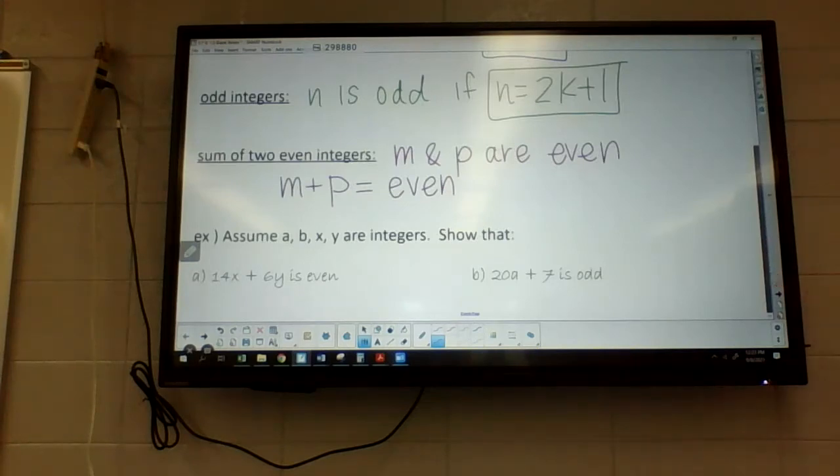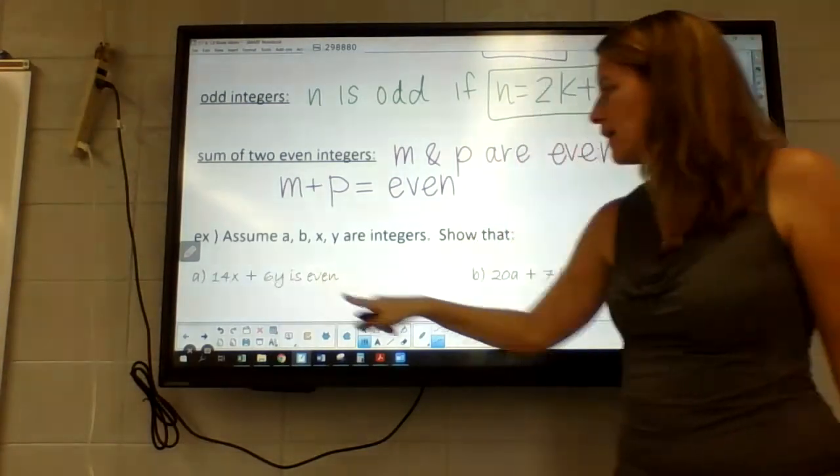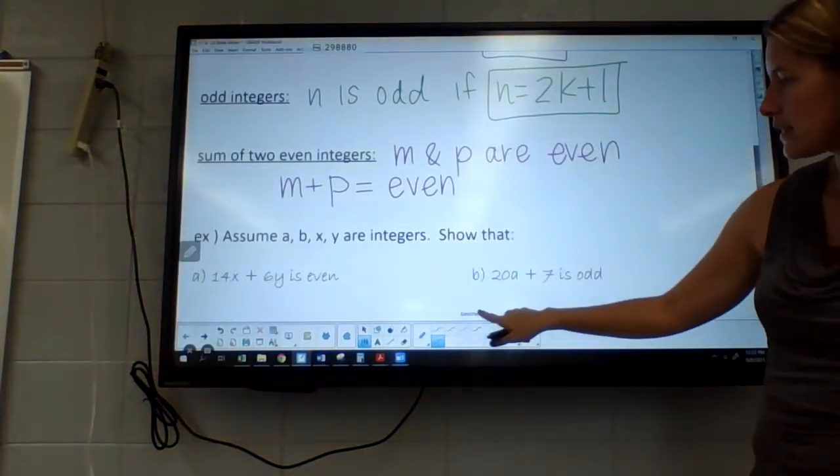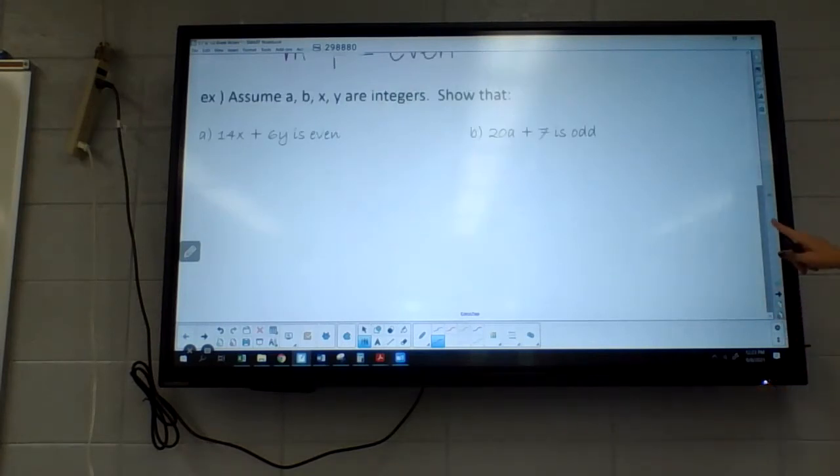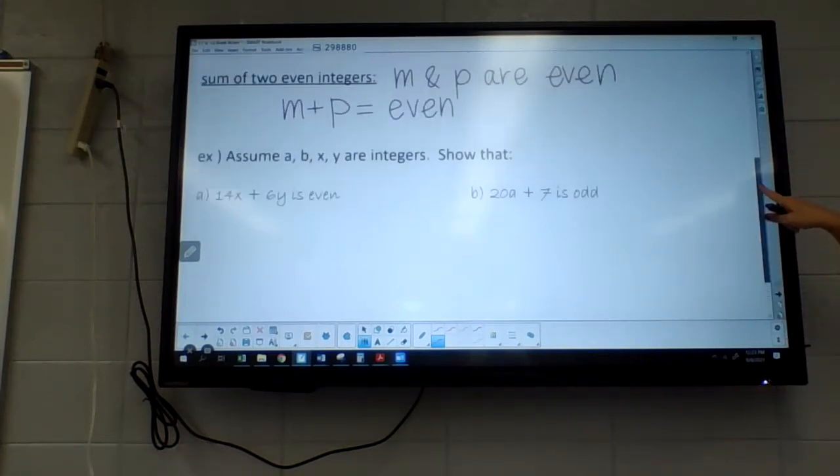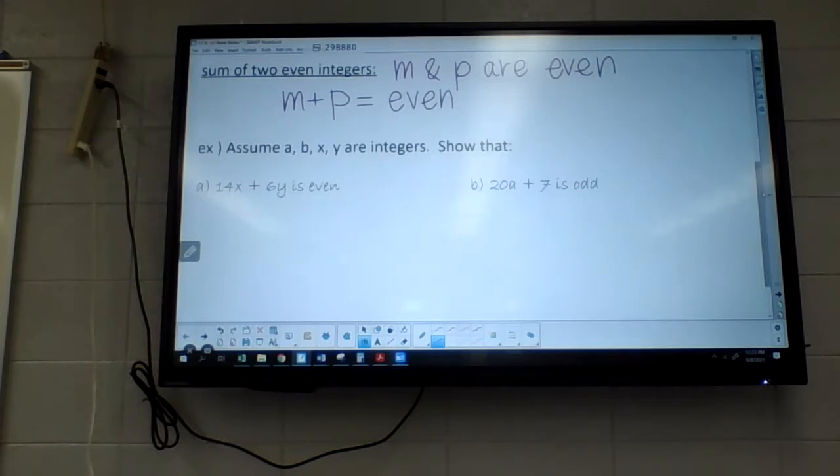So I'm going to show you guys how this works with this algebra. Looking at this expression here, 14x plus 6y, we want to show that it would be even. And we're going to use this k idea to help us with that. I basically want to show that any number I choose for x and y, it's always going to be an even number.